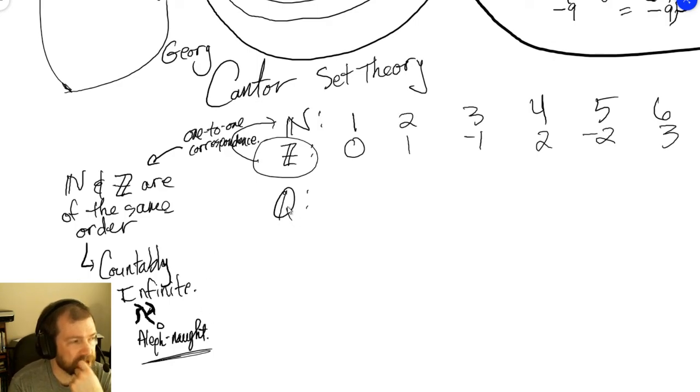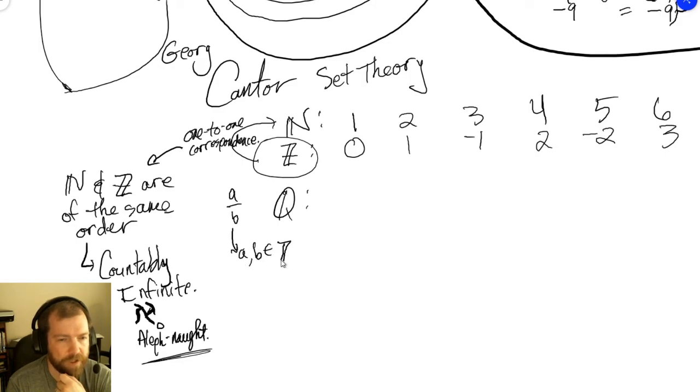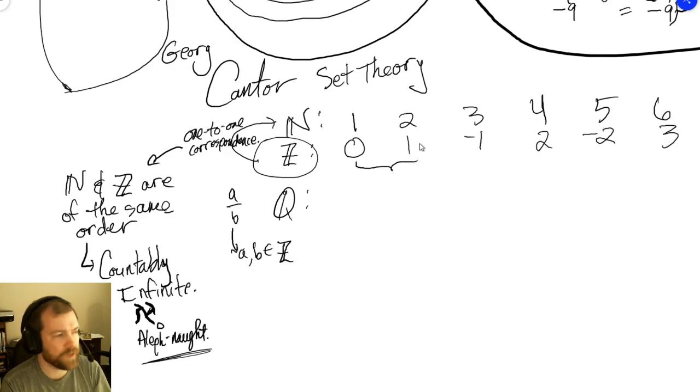So then Cantor said, okay, well, clearly the rational numbers, being stuff that is a over b, where a and b both belong to the integers, has to then be much, much bigger than the integers or the naturals, because there's an infinite number of things in between any two of these, right? If I pick just the distance between 0 and 1, there are an infinite number of rationals that belong between 0 and 1. So it has to be bigger, right?